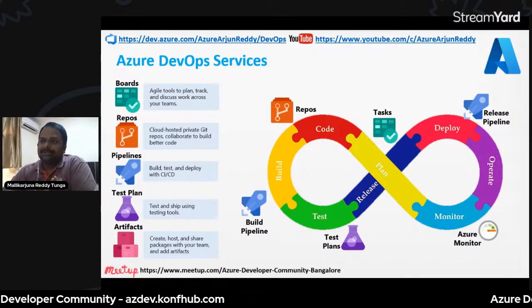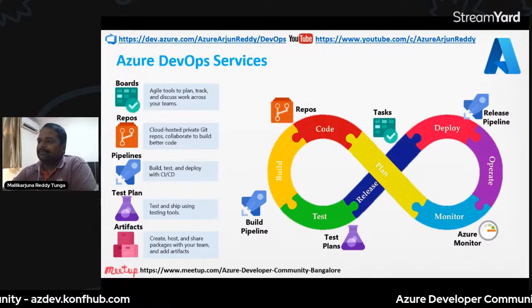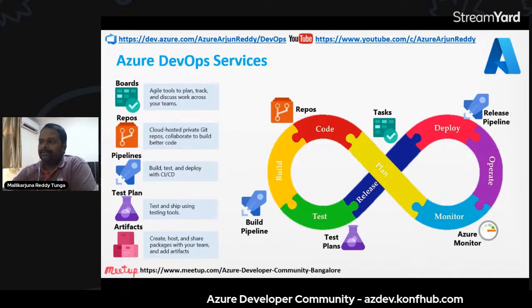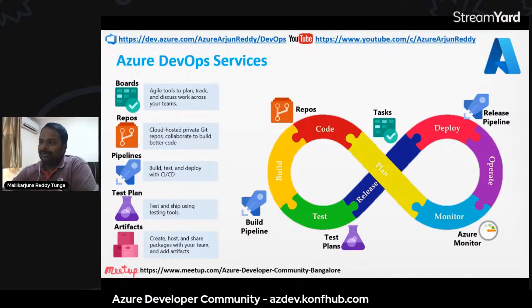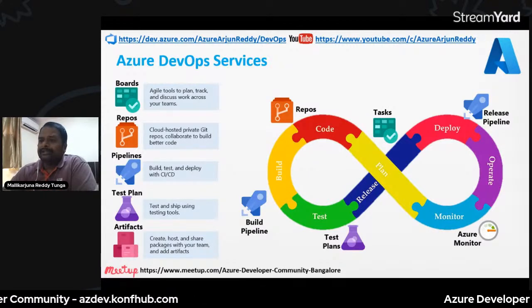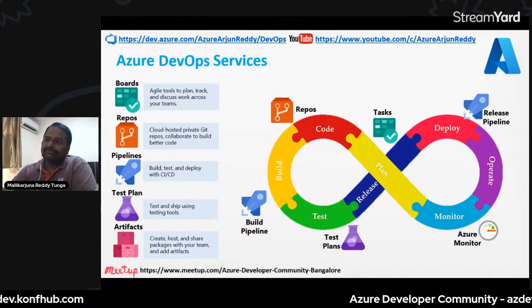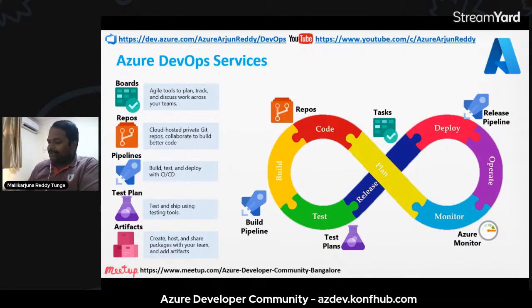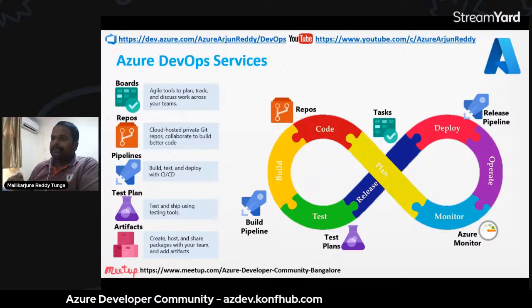So this is where Azure DevOps Services, software as a service, fits in the DevOps cycle. The DevOps cycle is nothing but you code, plan, build, test, and then release. That is what we do in the CI/CD process of any of the DevOps processes. So this is where Azure DevOps fits in.